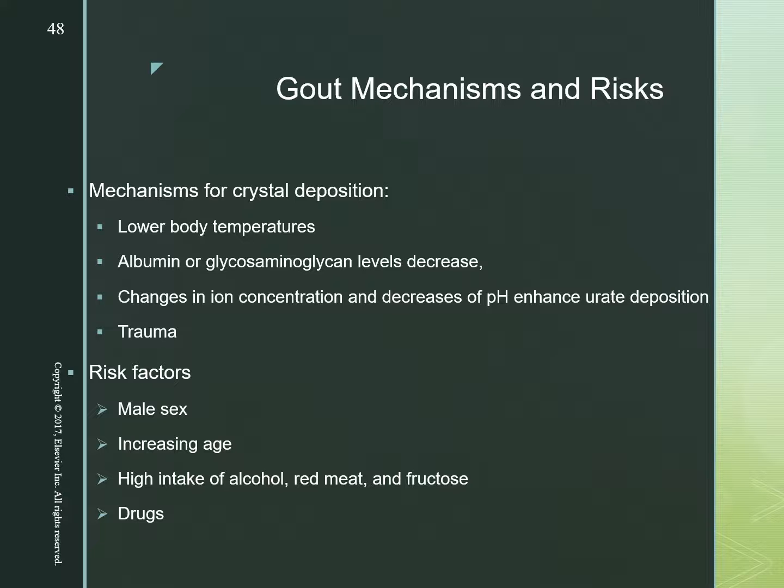Glycosaminoglycan levels decrease, which causes decreased urate solubility. There's changes in the ion concentration, decreases of the pH, that enhance urate deposition. Trauma promotes urate crystal precipitation. Risk factors include male sex, increase in age, high intake of alcohol, red meat, and fructose, and certain medications.